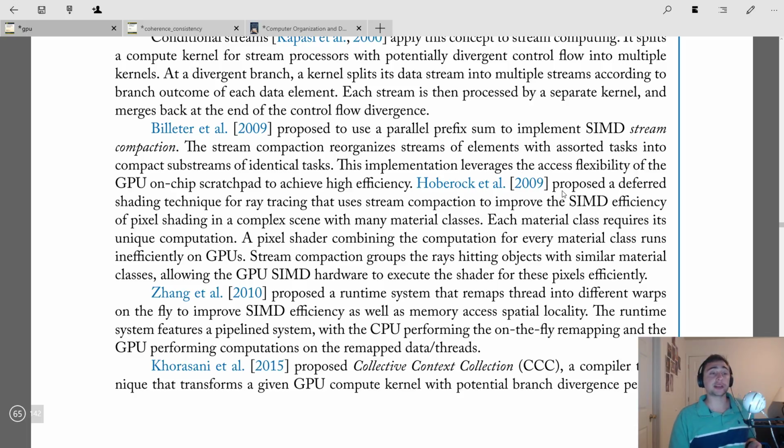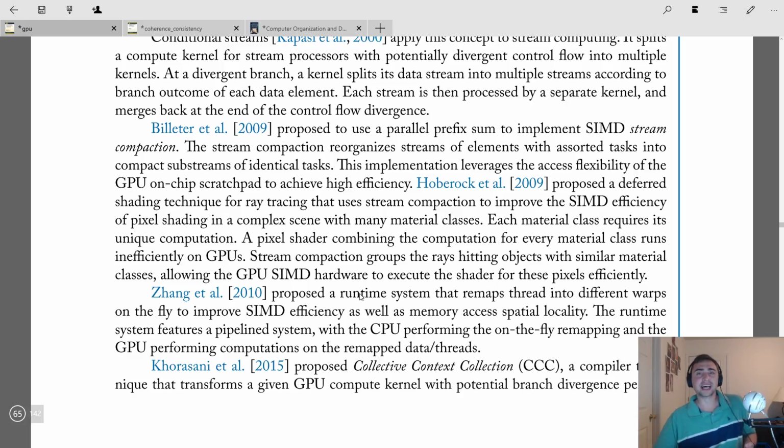So another 2009 work proposed a deferred shading technique for ray tracing that uses stream compaction to improve SIMD efficiency of pixel shading in a complex scene with many material classes. Each material class requires its unique computation, and a pixel shader combining the computation for each material class runs inefficiently on GPUs. So stream compaction groups the rays hitting objects with similar material classes. Right, so now we're again grouping things together, which is better for GPU hardware.